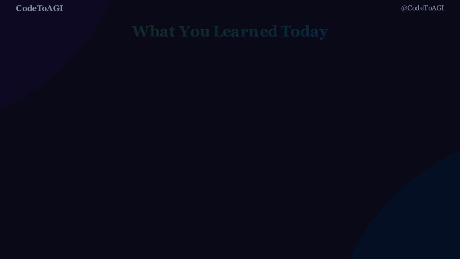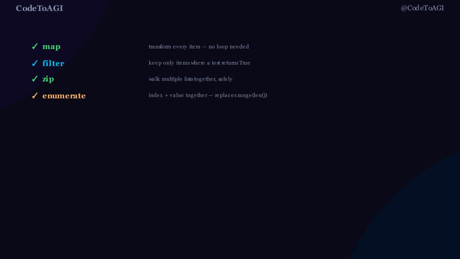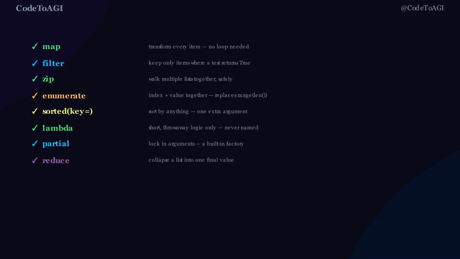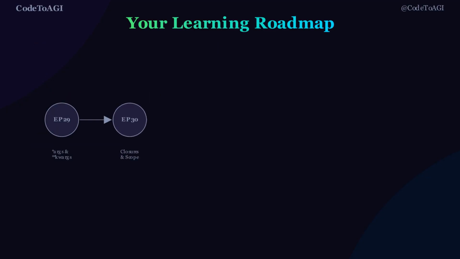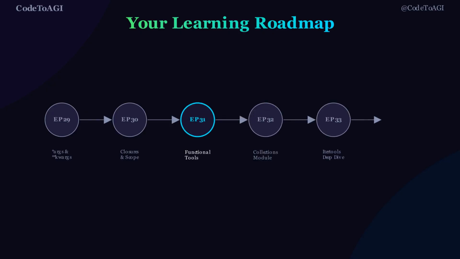Let's recap. Map, transform every item. Filter, keep only what passes. Zip, walk multiple lists together. Enumerate, index and value, together. Sorted with key, sort by anything. Lambda, small, one-time, unnamed logic only. Partial, lock in arguments ahead of time. Reduce, collapse a list into one value. And the most important lesson, for loops aren't wrong. They're just not always the clearest tool.